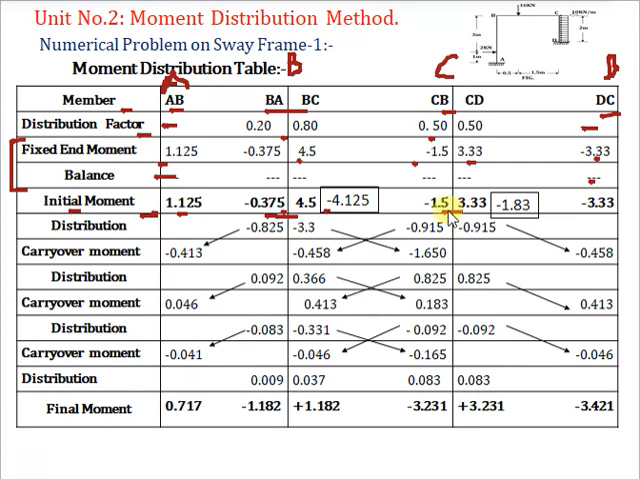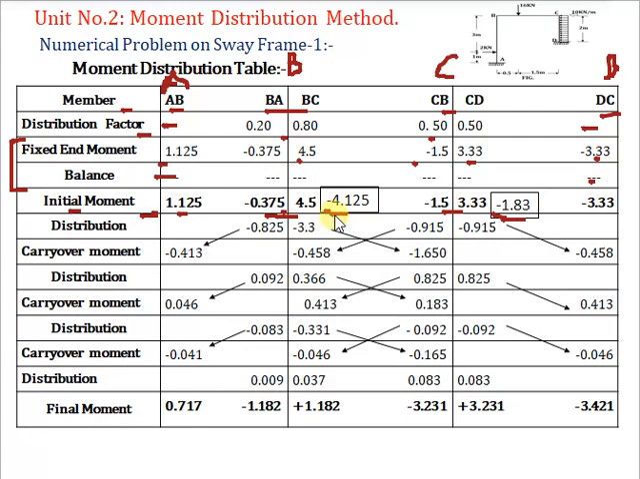Now for joint C, the moments coming from the connecting members are minus 1.5 and 3.33. If we add these two, minus 1.5 plus 3.33, it comes out to plus 1.83. So to make it 0, we have to apply the correction with a minus sign, minus 1.83. So this is the correcting moment for the internal joints.